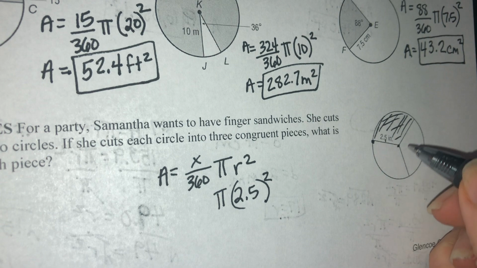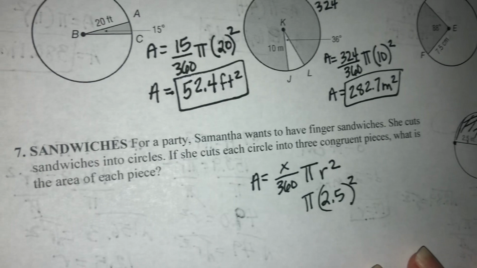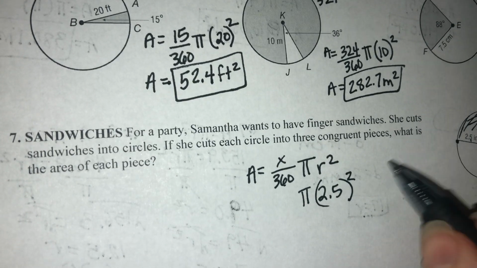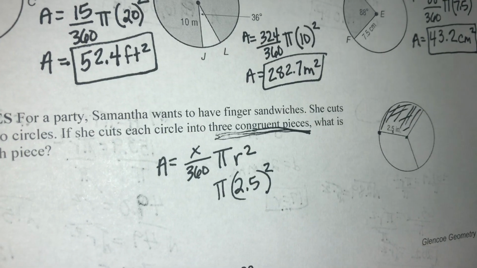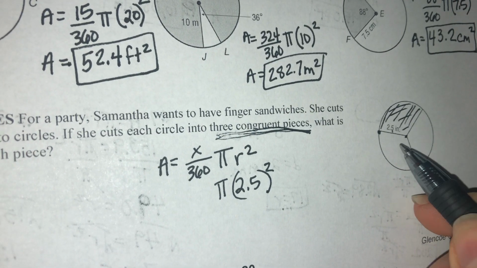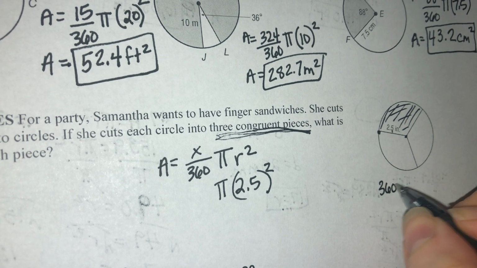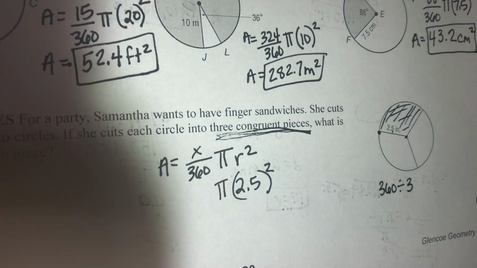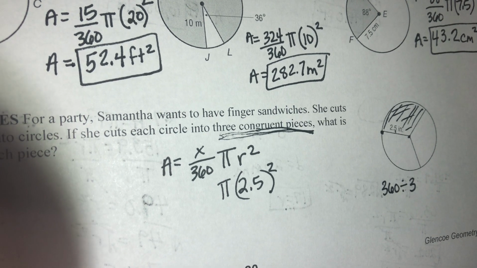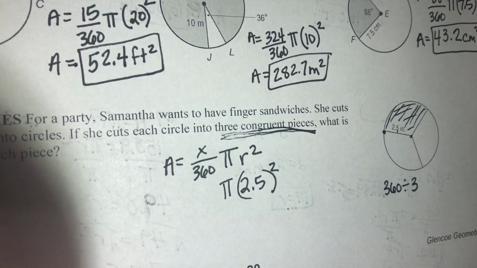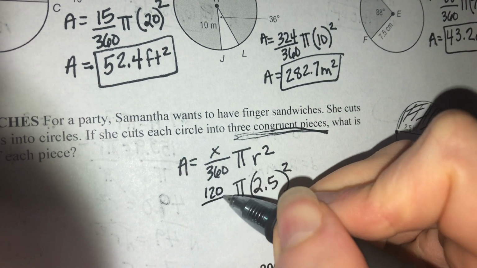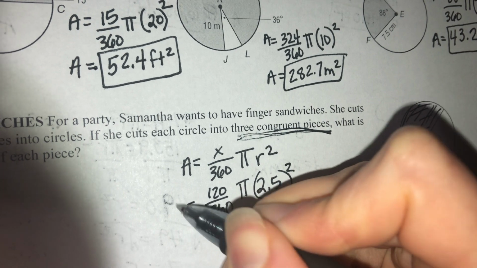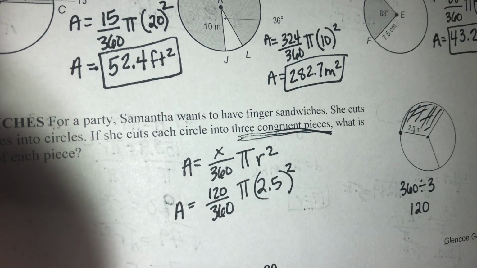Anyways, the total degrees in a circle is 360. And the important thing in this problem is that these 3 pieces are congruent, same size, same shape. So if each one is the same, then their central angles are the same, so we can take 360 divided by 3 to get the degrees of the central angle. So that would be 120. So it's going to be 120 over 360 times pi times 2.5 squared.